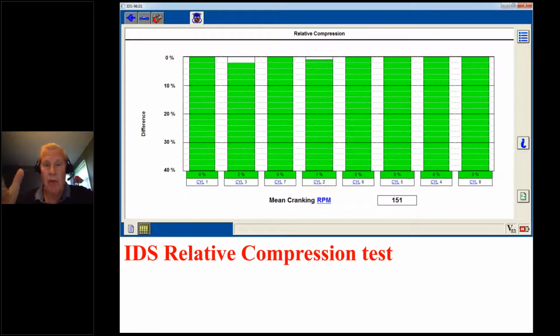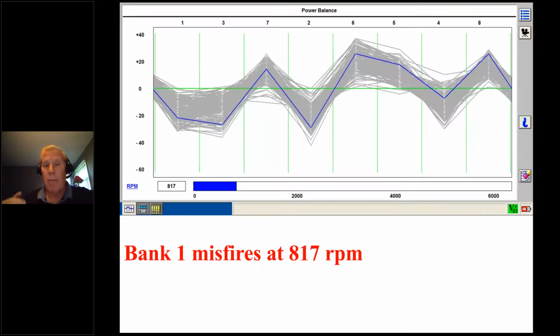So that's the first observation from the scan tool. The compression looks pretty good in the cylinders. Remember, this is compression, not combustion. I look at the power balance or the real-time misfire screen, and the blue line is current and the gray is historical.